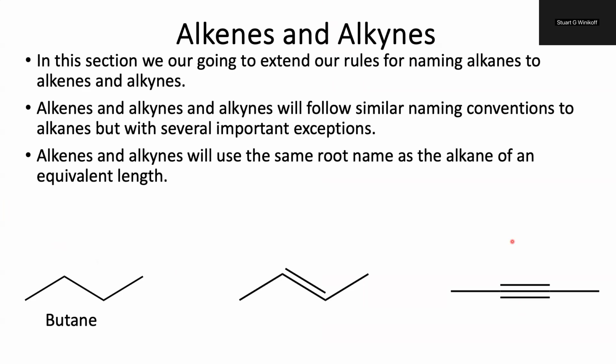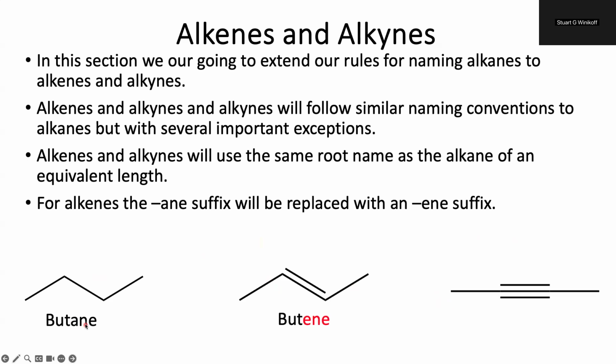So first of all, we're going to use a slightly different root name. Our root name is going to derive from the alkane of equivalent length. In each of these cases, I have a 4-carbon long chain, so we'll continuously use that "but" root name. However, the suffix is going to change to reflect the type of molecule. Alkanes end in "ane," so not too surprisingly, alkenes will end with an "ene" suffix. So butane becomes butene. That E is doing a lot of work.